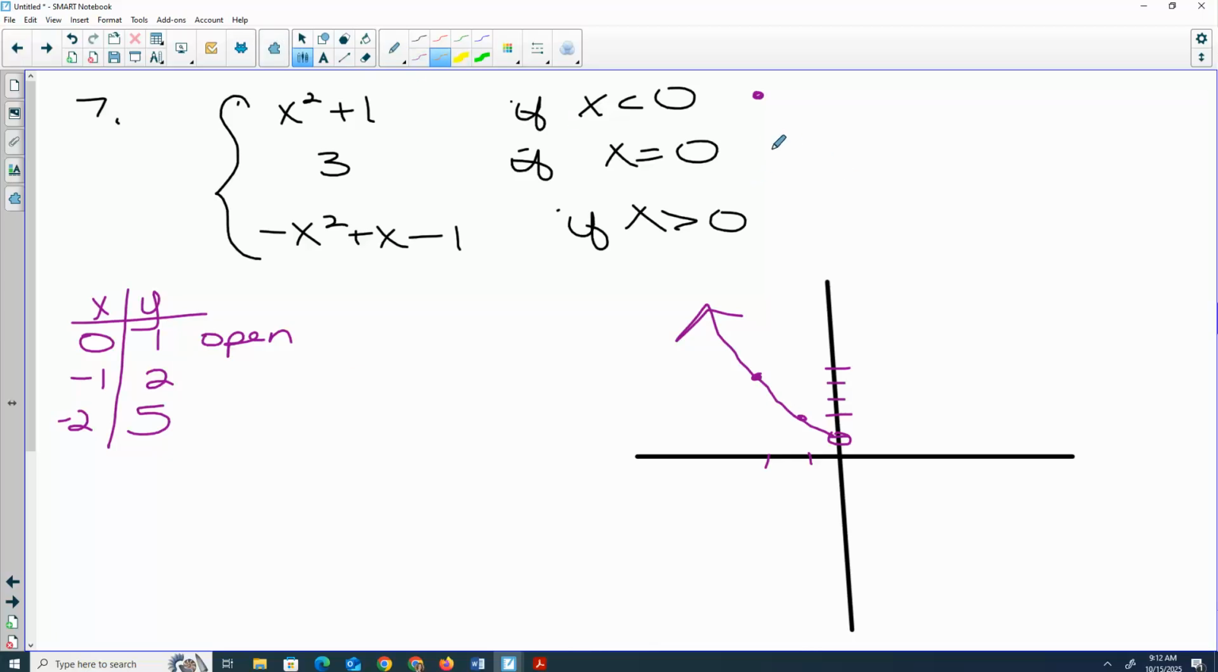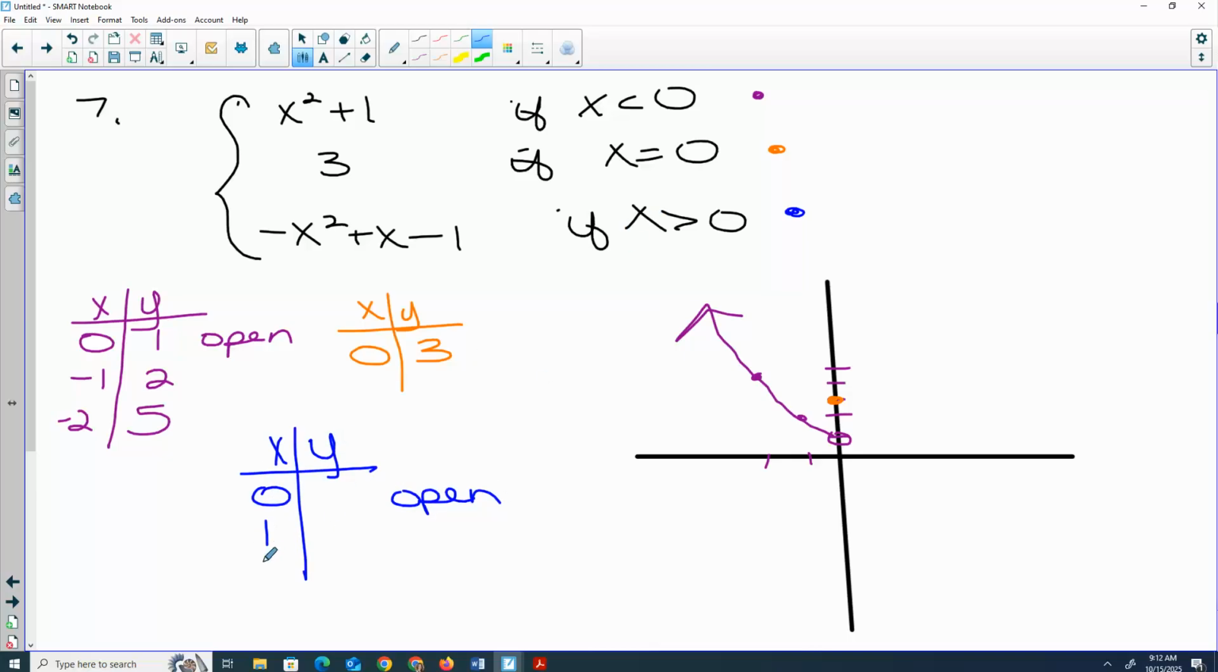The middle one, 3 if x equals 0. The only x value that works is 0, and we get out 3, so that's just a single point. And the last one, again, you have to put in 0, but it would be open because it didn't have an equal to, and then x's have to be greater than that, so maybe a 1 and a 2. So if we put in 0, we get -1. If we put in 1, -1 plus 1 minus 1 gives us -1. If we put in a 2, -4 plus 2 minus 1 is -3.